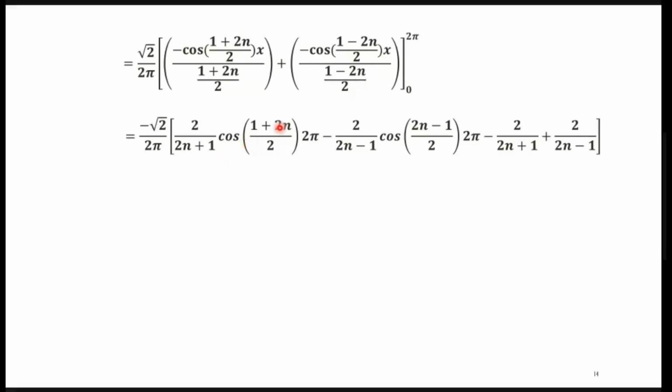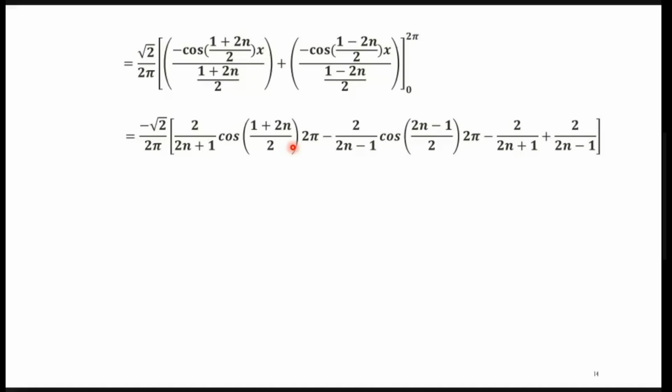Now what will be cos of 2n plus 1 upon 2 into 2 pi? अभी यहाँ पे 2 और 2 cancel हो जाएगा. So 2n plus 1 of pi. What can you say about 2n plus 1? Is it an odd number or even number? Whatever may be the value of n, what will be 2n plus 1? Odd है कि even है? n को 1 पुट करके देखो, n को 2 पुट करके देखो, and tell me what is 2n plus 1? Even है या odd है?